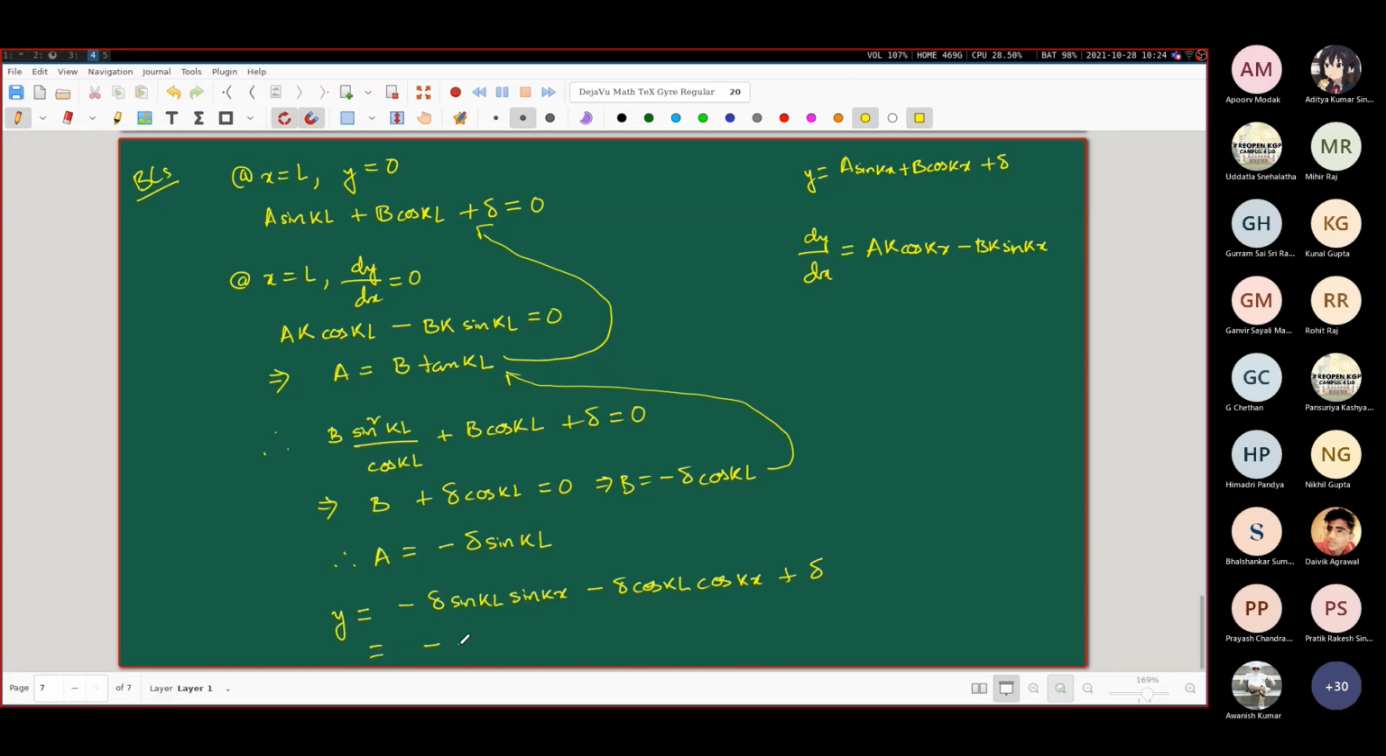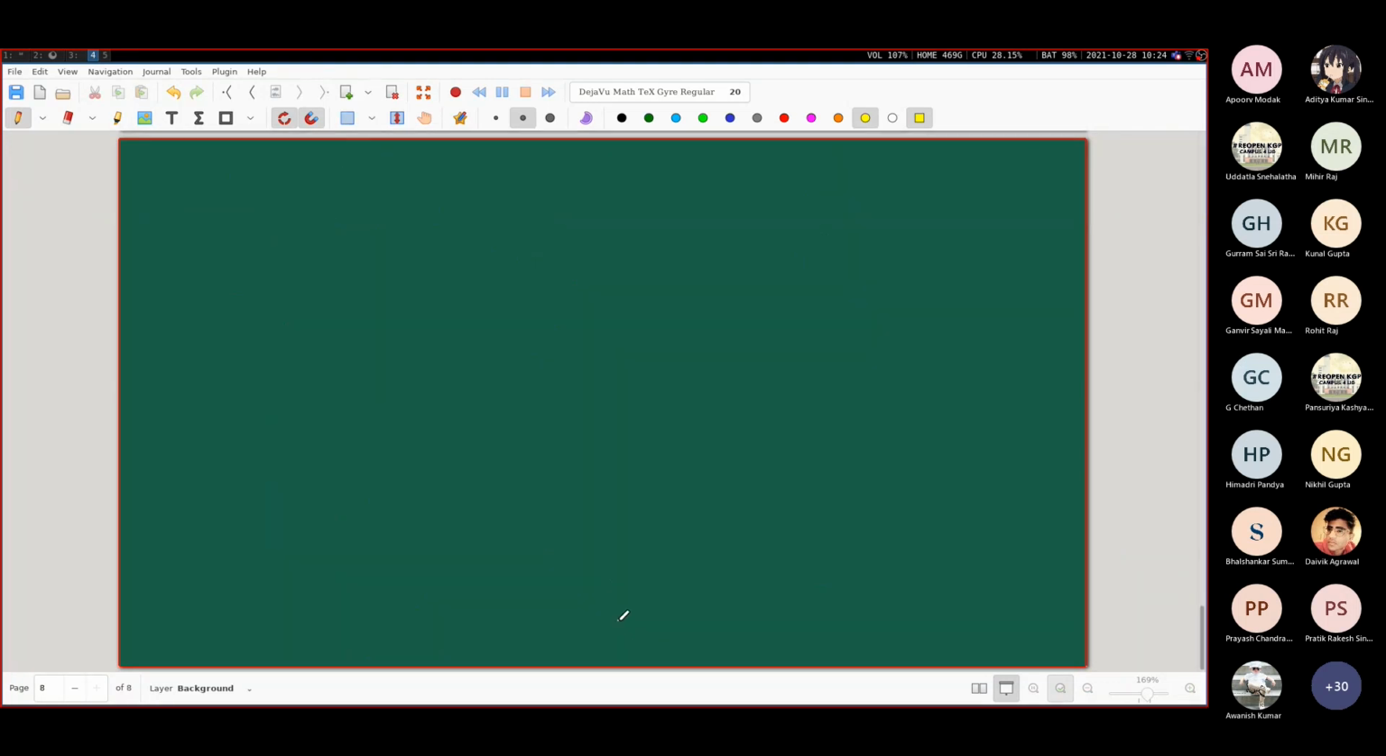So can you tell me through trigonometric identity what this is? Cos of kx minus kL, or k into L minus x, doesn't matter, because cos of minus theta is cos of theta. Okay, so let me go to the next page and write it clearly. So y is equal to minus delta cos k(L minus x) plus delta.